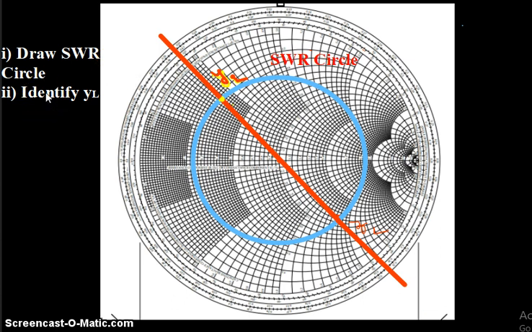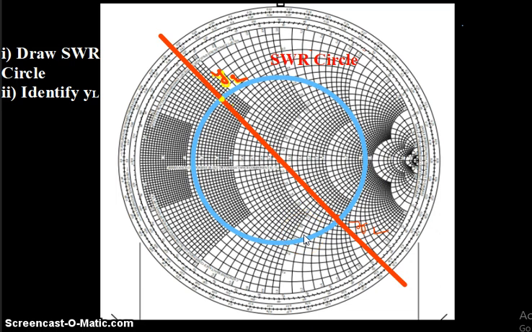The second step is to draw the VSWR circle. For this, we take the center of the Smith chart as the center of our SWR circle, and the radius is a line connecting the center of the Smith chart and zL. That will make the radius of the circle. Now using this, we draw the SWR circle. So this circle is called the SWR circle.